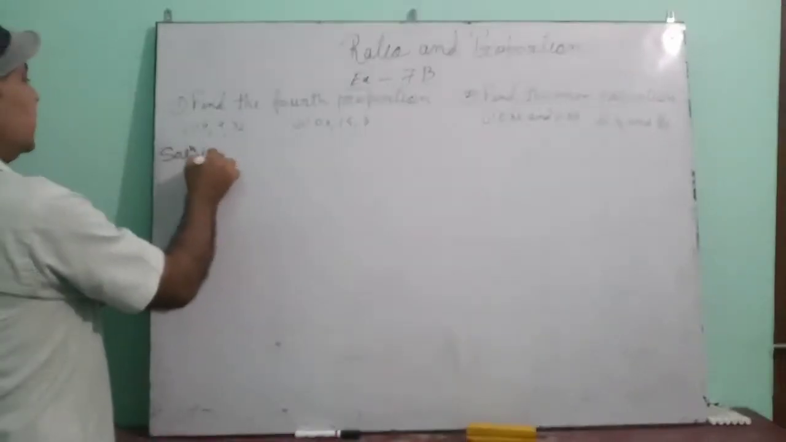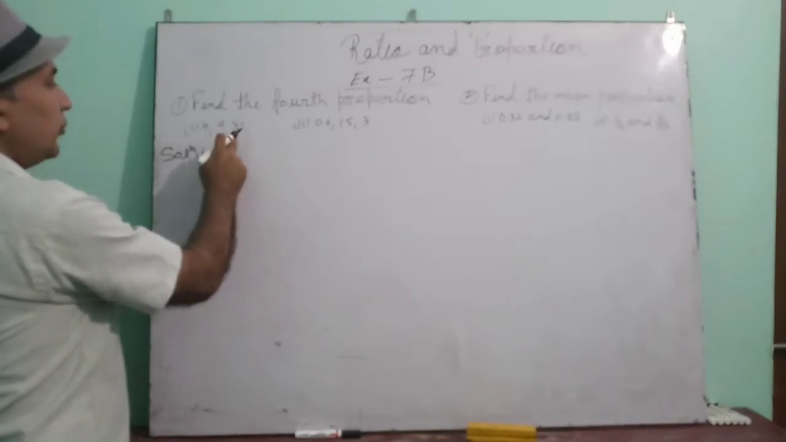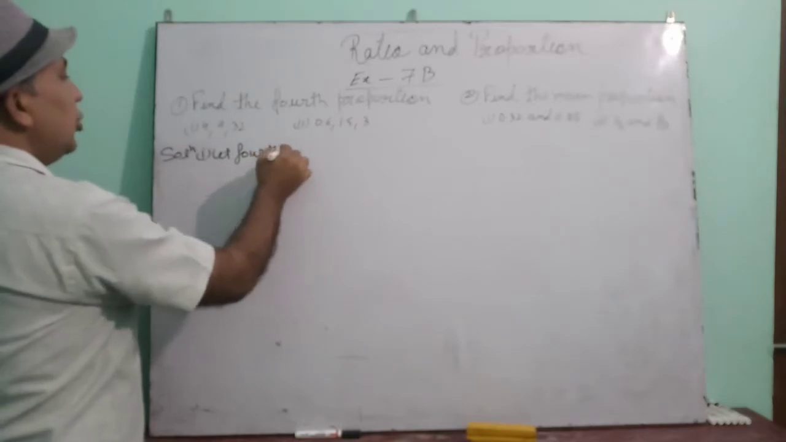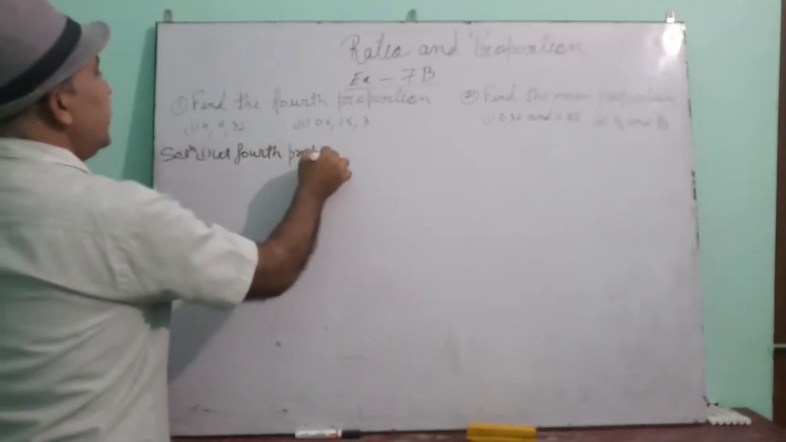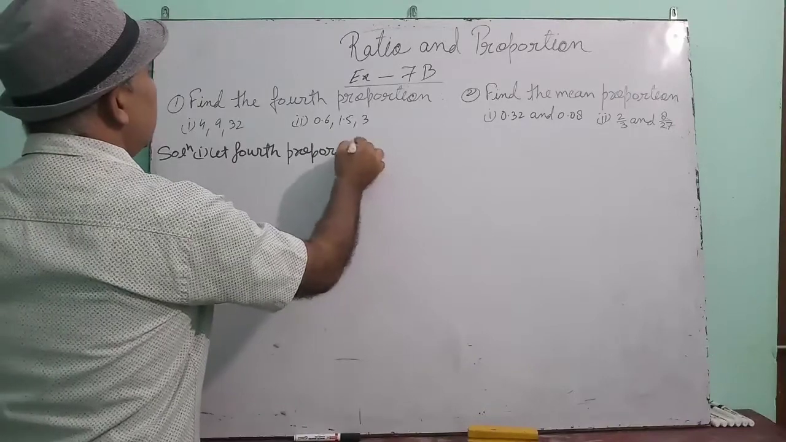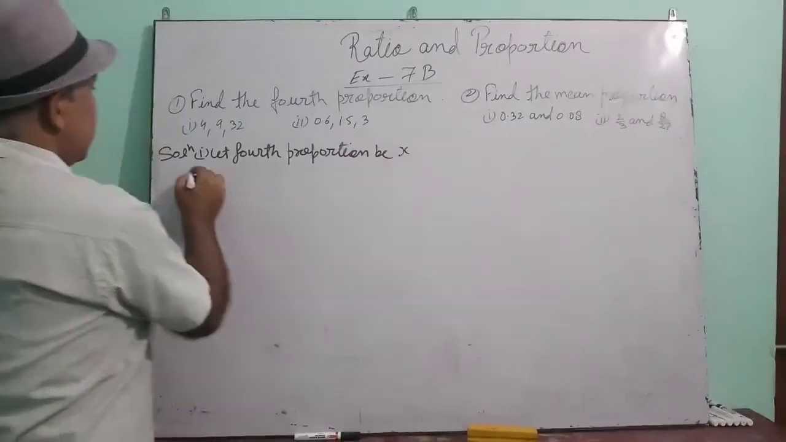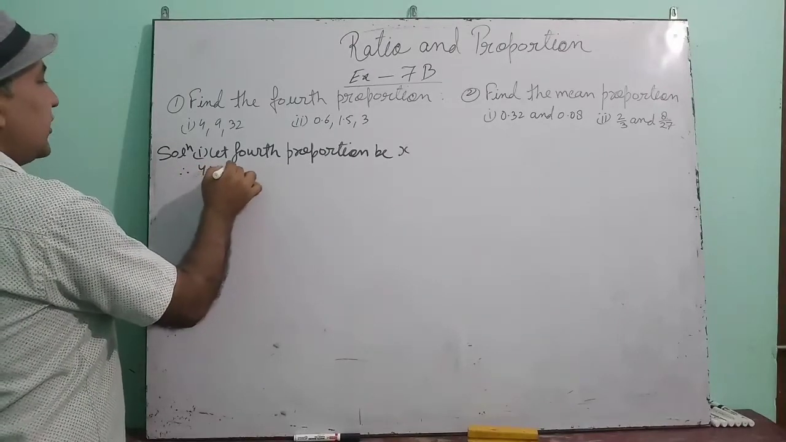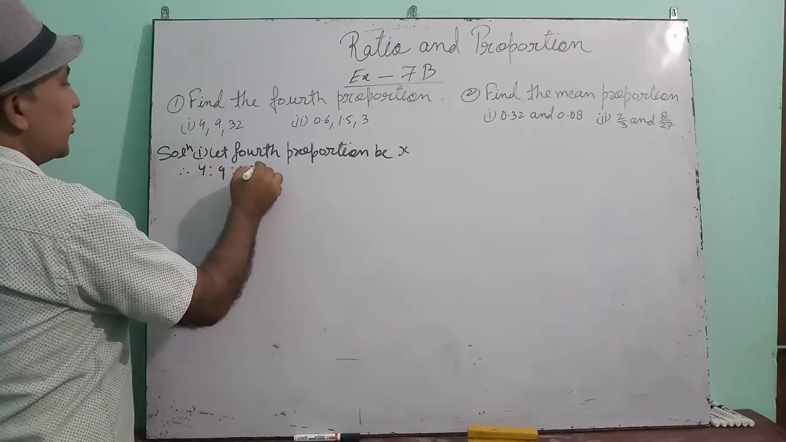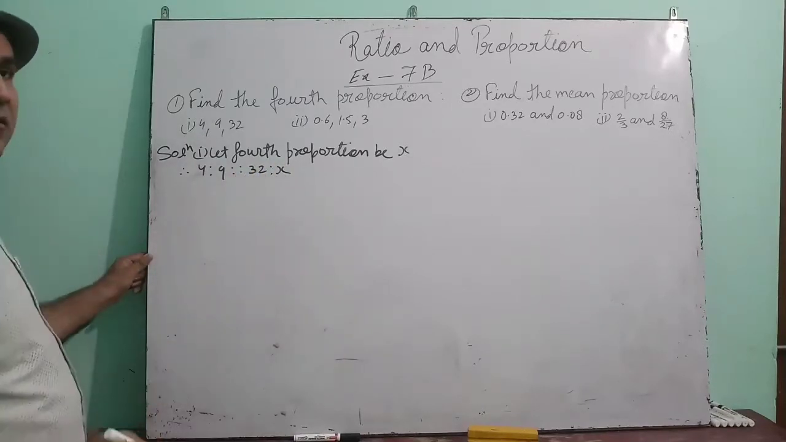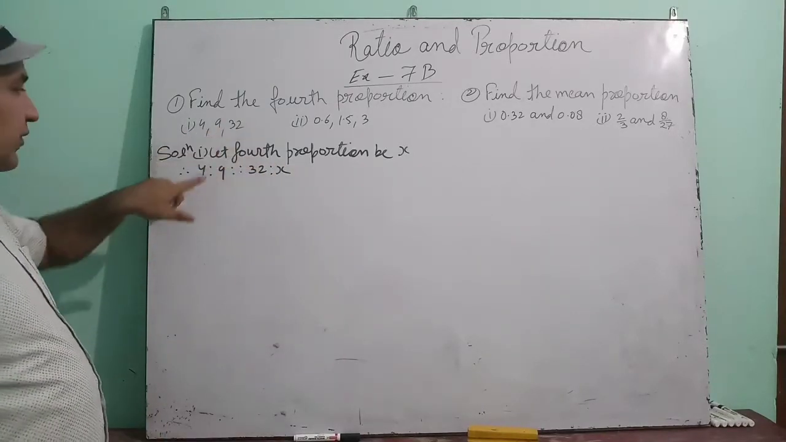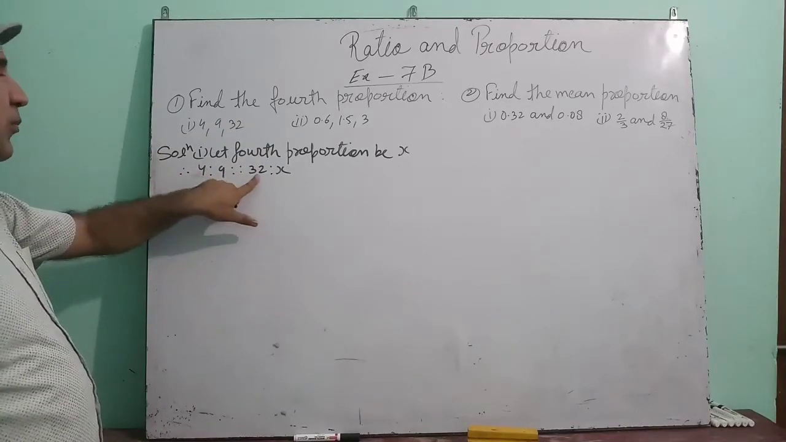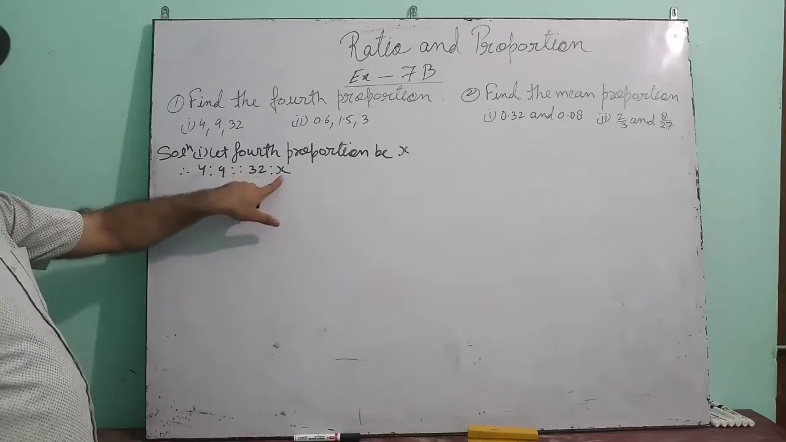So see the first one. 4, 9, 32. Suppose fourth proportion be x. Let fourth proportion be x. It means 4:9 is in the proportion of 32 ratio x. See, these are in the order. So you will also write in the order. First proportion 4, second proportion 9, third proportion 32 and fourth proportion is x.